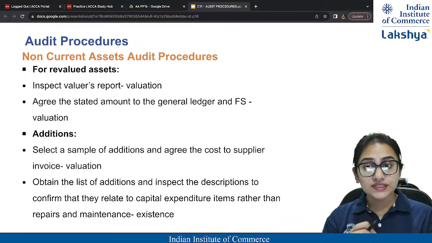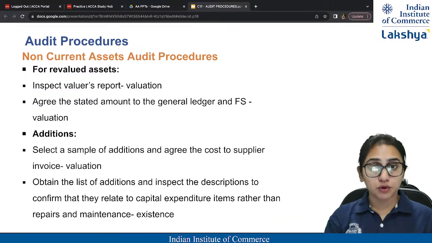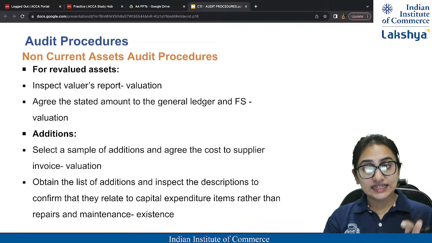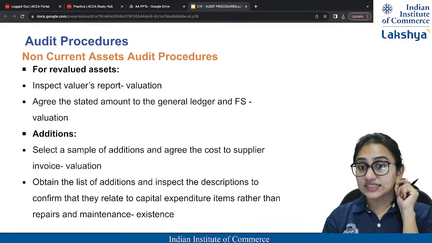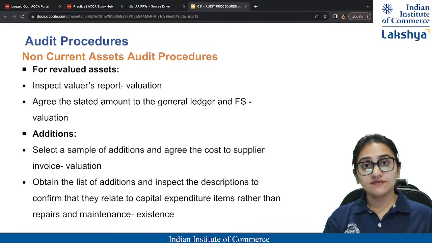Now I want to design audit procedures for this revalued bottle. So what I'll do, first I'll agree this to the valuer's report, if the valuer has really said so or not. And then agree the stated amount to the general ledger and financial statement.